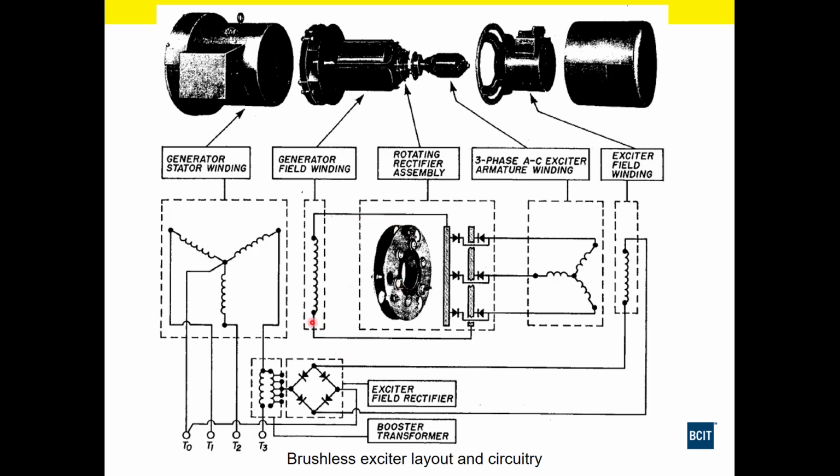Okay, and then our DC is going to go through our generator field winding here. It has many, many turns, so we can have a very high flux density. And then that's going to be rotating. Then we have our stationary generator stator winding here, Y connected. Okay, and it's going to be stationary with our magnetic field passing through the windings.